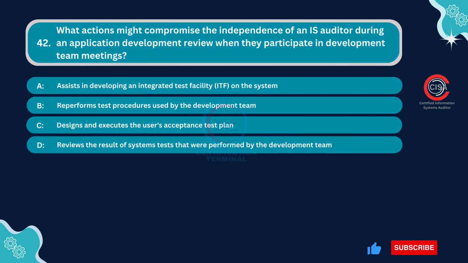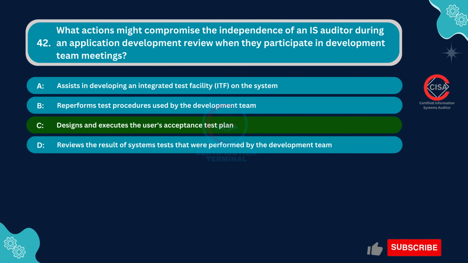The correct answer is Option C, designs and executes the user's acceptance test plan. The UAT plan defines tests designed to ensure the application meets user needs. By creating and running these tests, the auditor becomes invested in the application's success. This can lead to confirmation bias, where they might overlook flaws or be hesitant to report issues due to their prior involvement. The auditor should review the UAT plan, but not be responsible for its creation or execution.